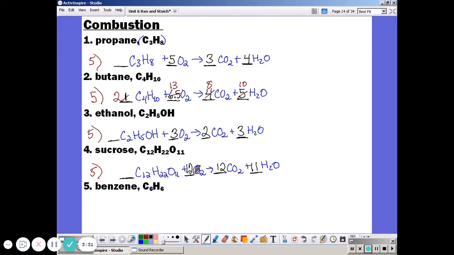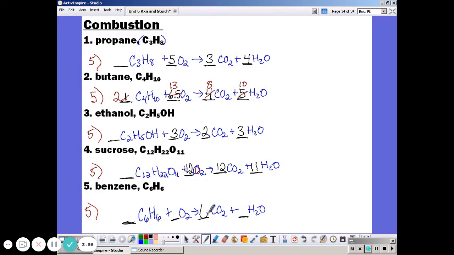Lastly, we have C6H6, which is a hydrocarbon, so this is a combustion reaction. So we'll say plus O2 yields CO2 plus H2O. To balance it, 6 carbons, 1 carbon, put a 6. 6 hydrogens, 2 hydrogens, put a 3.